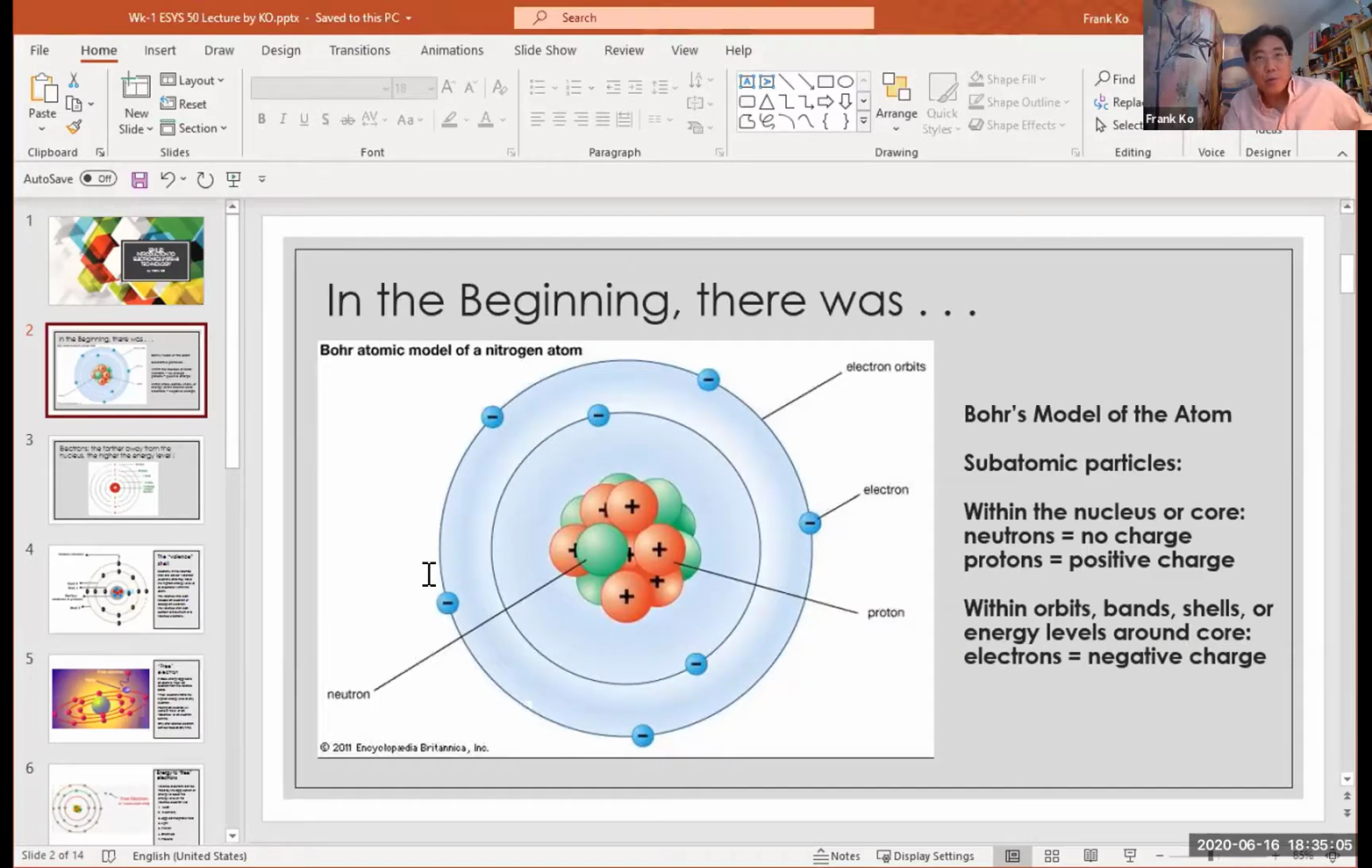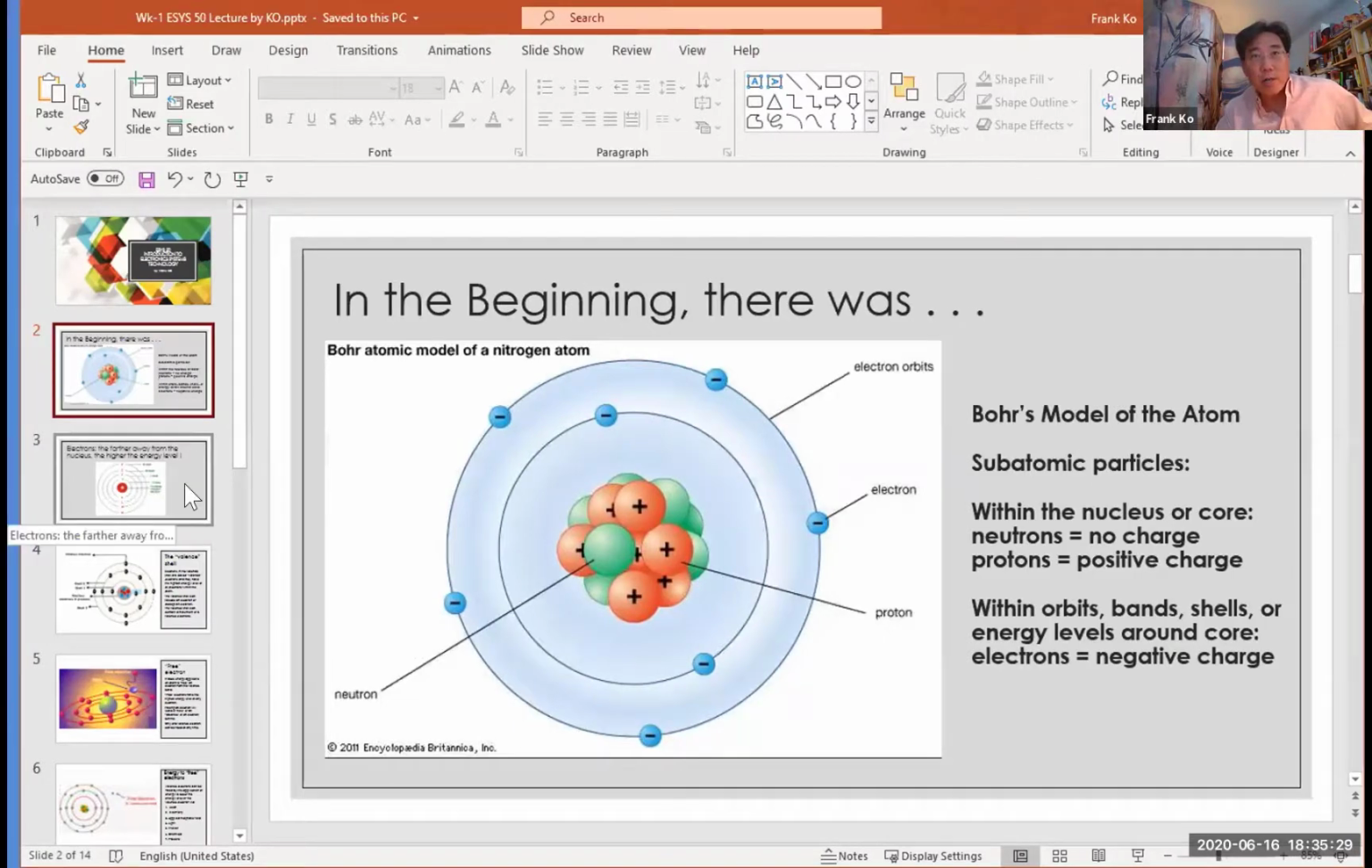Now, this is Bohr's model of the atom, and it served us very, very well for decades to analyze what's happening. Now, there also are other subatomic particles, which we're not going to get into, quasars, neutrinos, things of that sort. We'll leave that to the physicists. Our interest is really electrons, and specifically, why electrons? Let's go to the next slide.